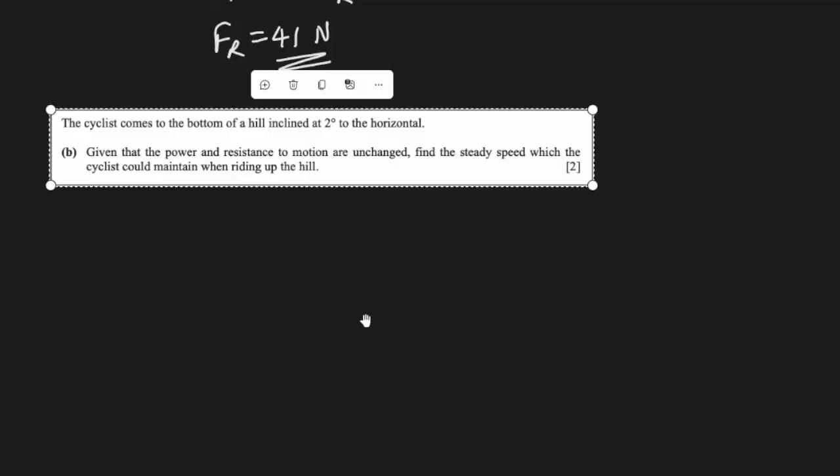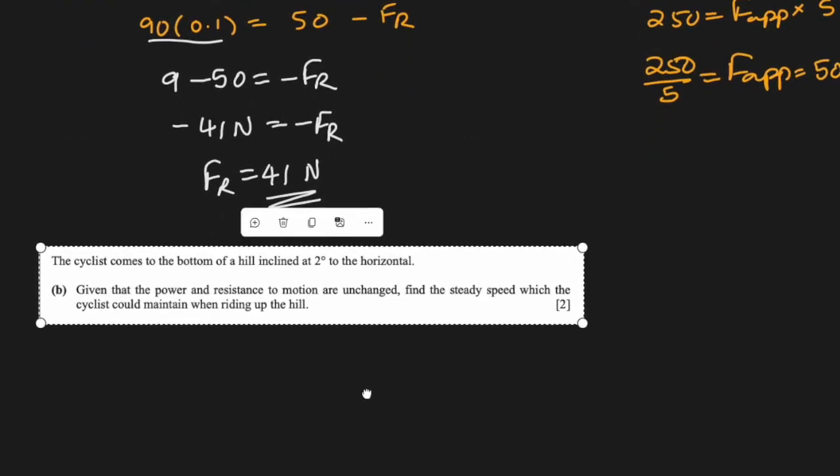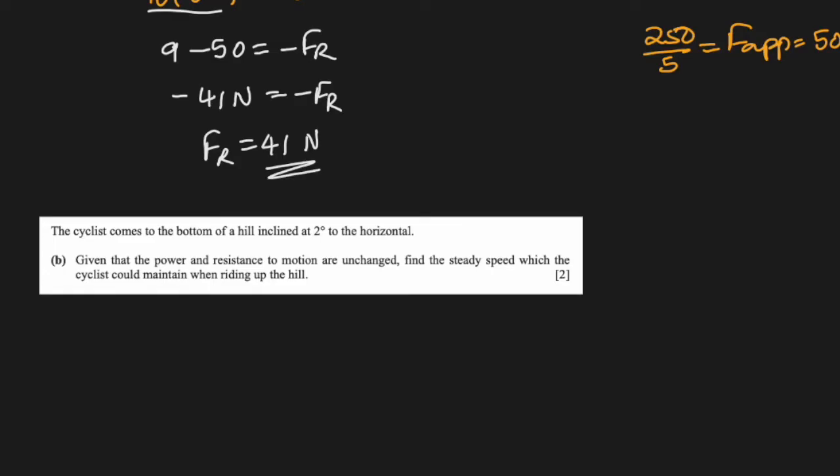Okay, B part. The cyclist comes to the bottom of a hill. That means he was going on a horizontal plane earlier, now goes to the bottom of a hill. So suppose here, okay, and it is inclined at just 2 degrees. Given that the power and resistance of the motions are unchanged, so power is still 250 watts, and resistance to the motion is 41 newtons. So Fr is 41 newtons.